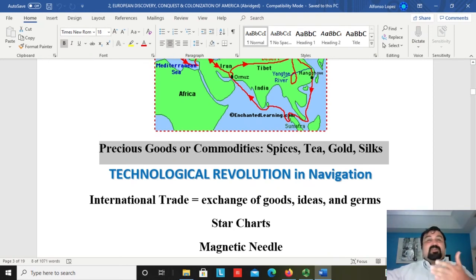Really, the first international economy, when we talk about mercantilism, for example, okay, we're going to describe it very, very thoroughly, started out with the spice trade. Spices is really the key commodity, the precious good that is beginning to bind the peoples of the world together commercially, that is to say.